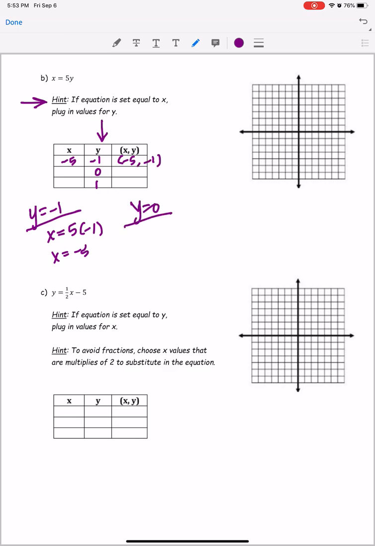Now, y is 0. Plug in a 0 for your y. So x equals 5 times 0. 5 times 0 is 0. So we get 0, 0. And then we get y is 1. So plug in 1 for your y. X equals 5 times 1, so x is 5. So we get 5, 1.